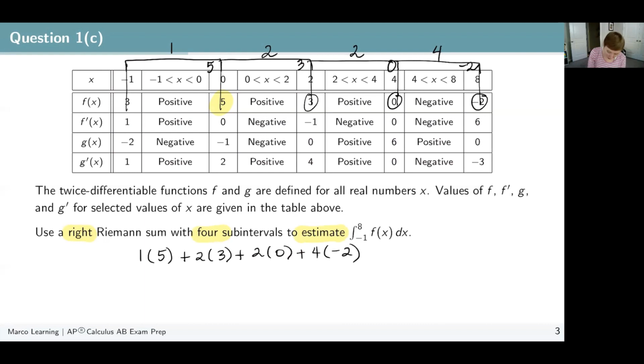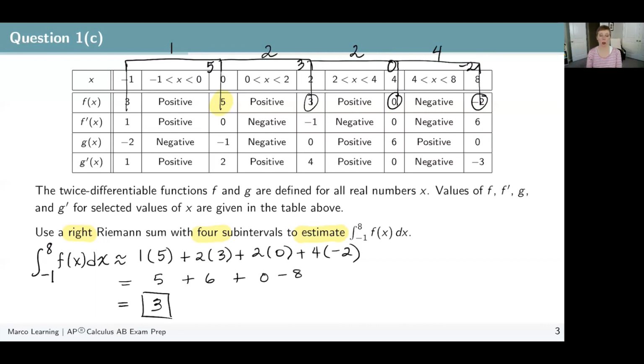If you do take the extra time to write down that this is our approximation for the integral from -1 to 8 of f of x dx, you want to make sure you're not using an equal sign there. Use your approximation symbol. And if you did want to simplify that, 5 plus 6 plus 0 minus 8 is equal to 3, right? 11 minus 8, 3. So 3 would be our approximation for the integral.